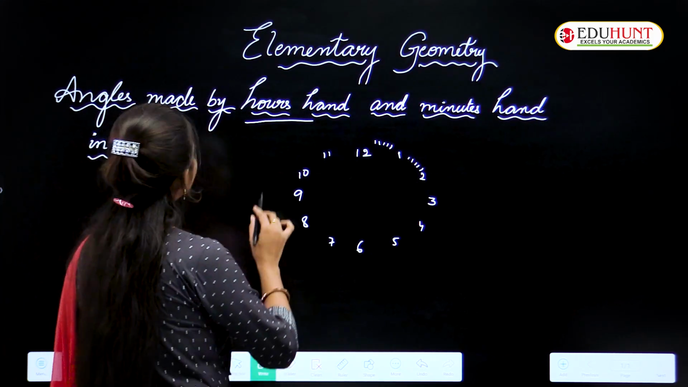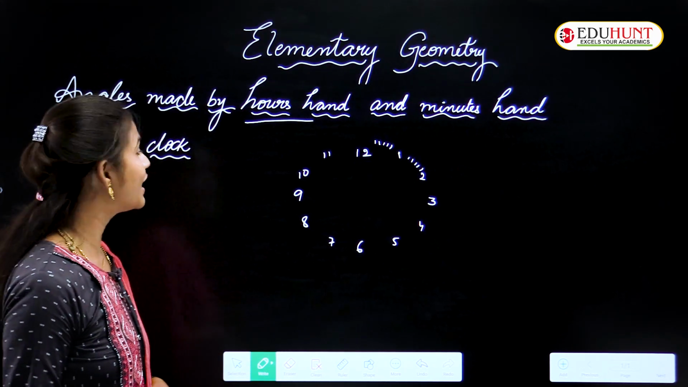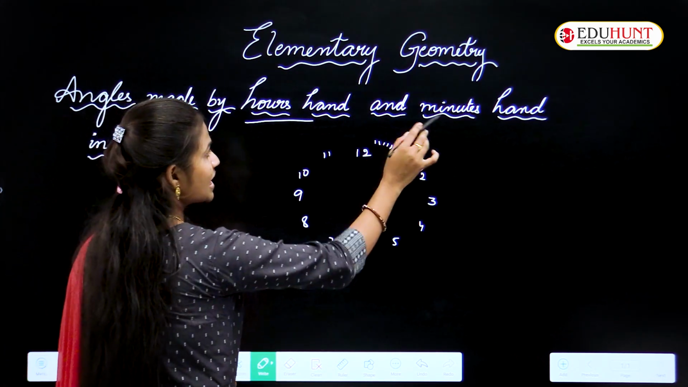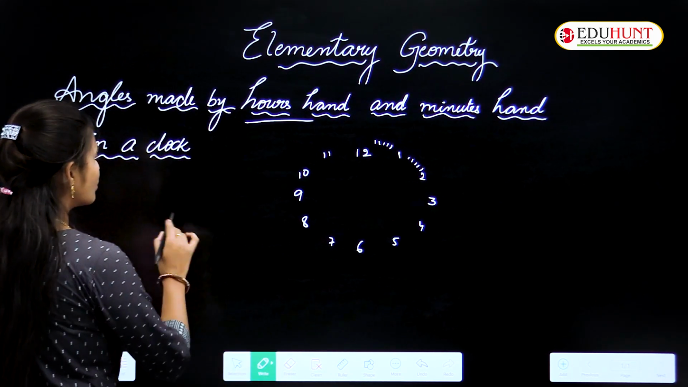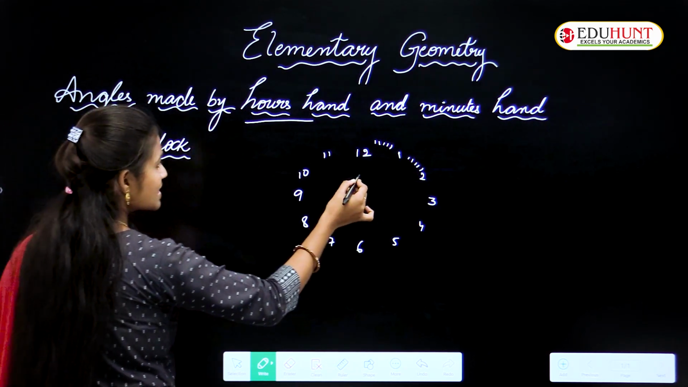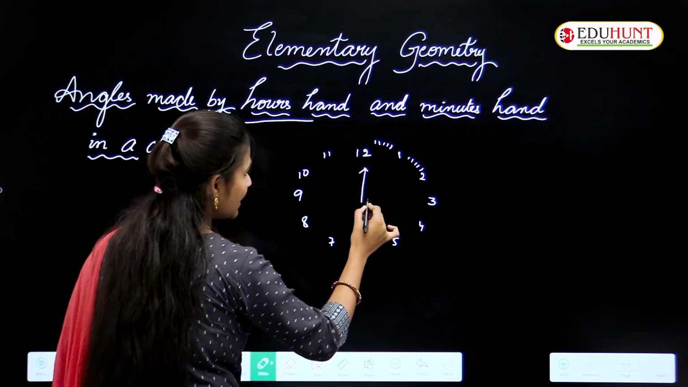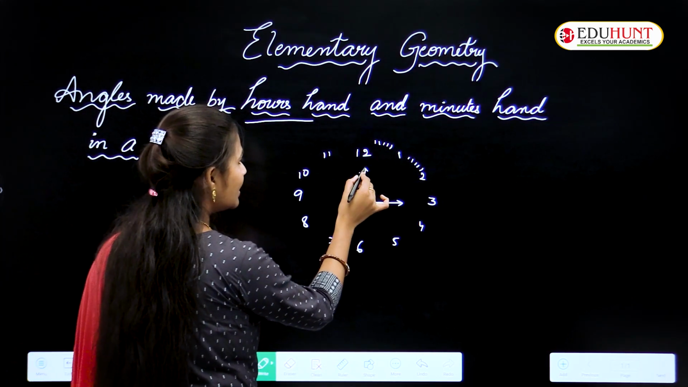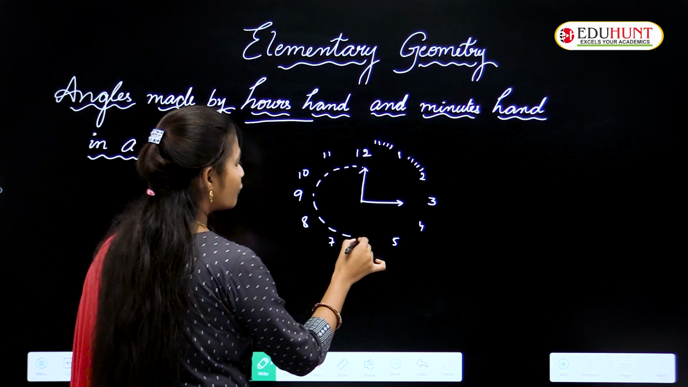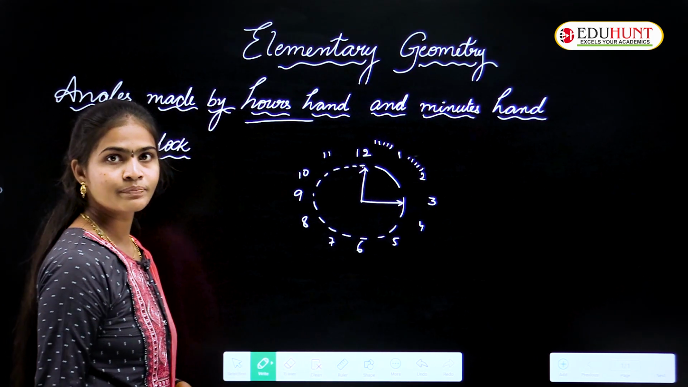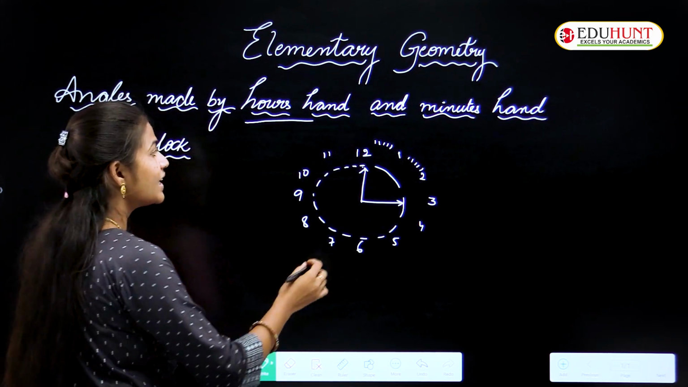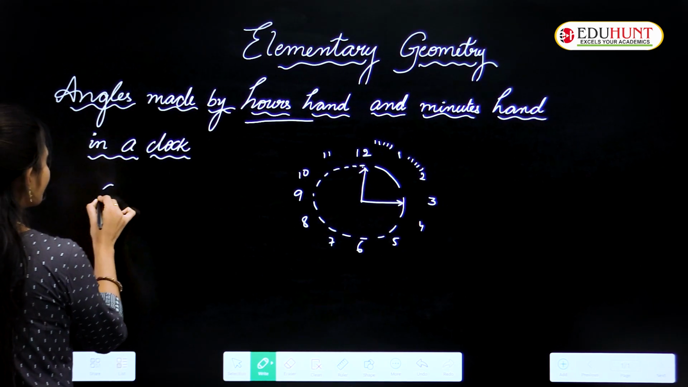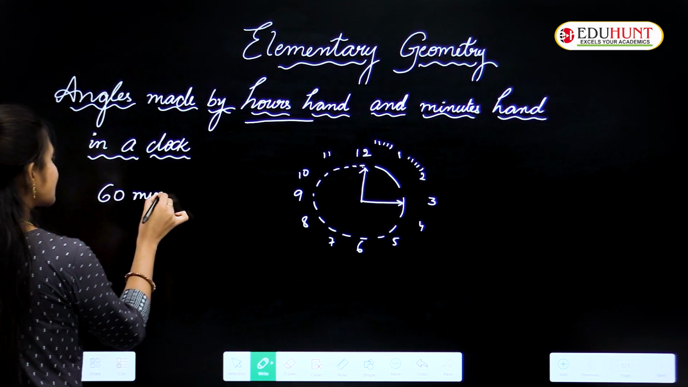Okay. So what is the angle made by the hours hand and minutes hand in a clock? First I am going to take the minutes hand. For example, this is a fixed line, and this is a rotational ray. It covers one full rotation in how many minutes? The minutes hand completes one full rotation in 60 minutes.